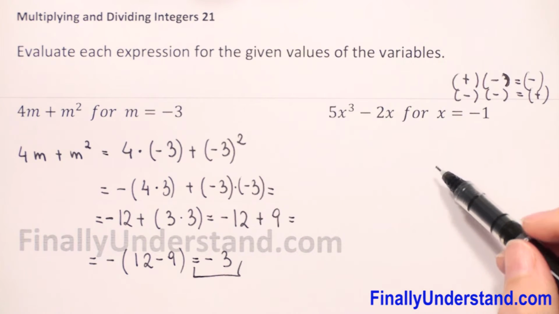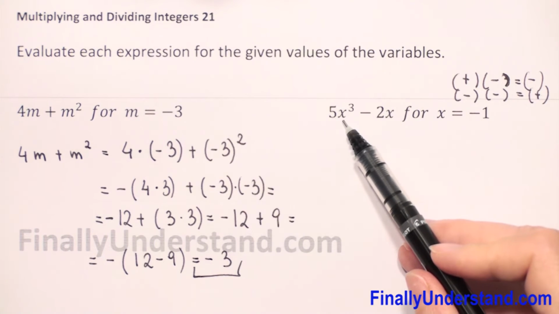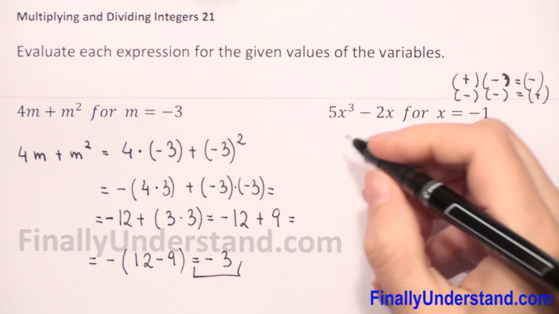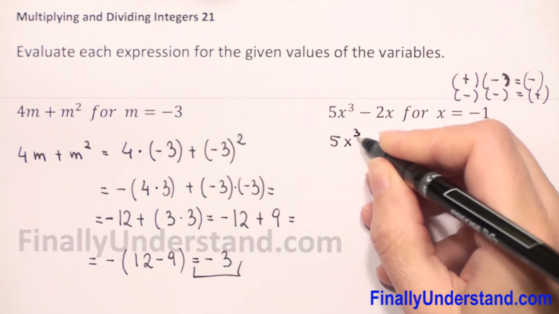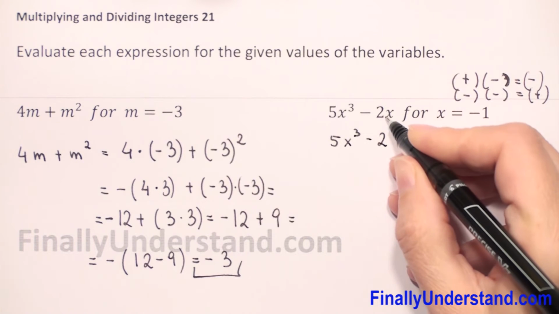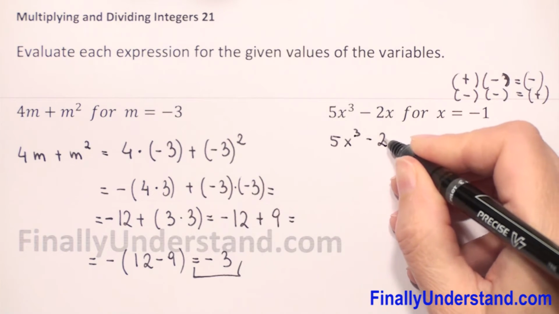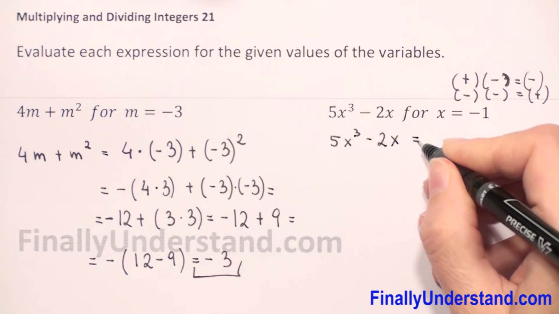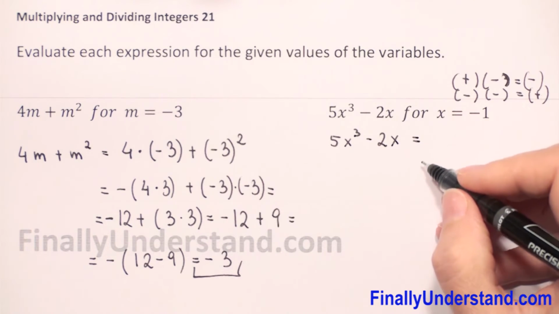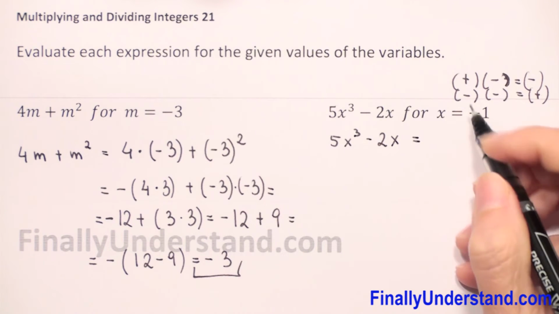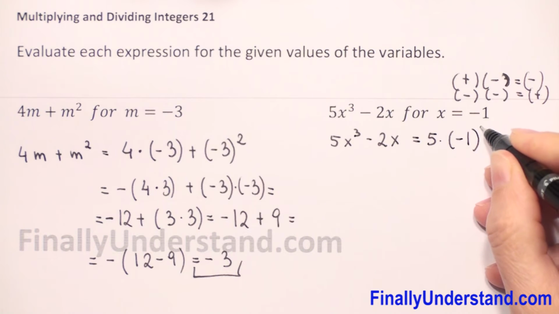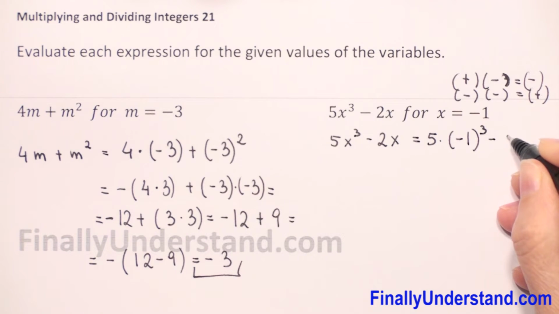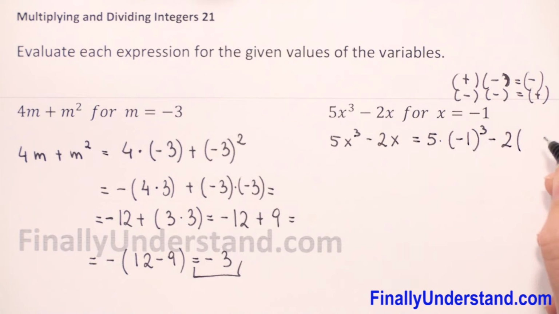And the second expression, now we have to substitute x by -1. So let me rewrite this expression. We have 5x cubed minus 2 times x. When we don't have any sign, it means multiplication. So 2 times x we have. So this is equal. Now we substitute x by -1. So we have 5 times -1 to the third power minus 2 times, and again x we substitute by -1. So this is equal.